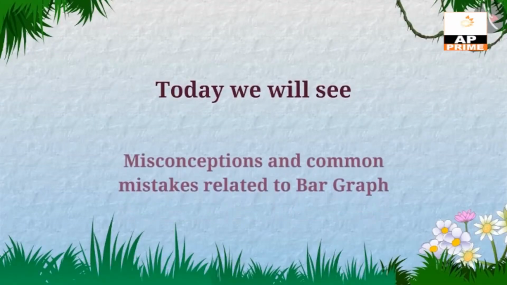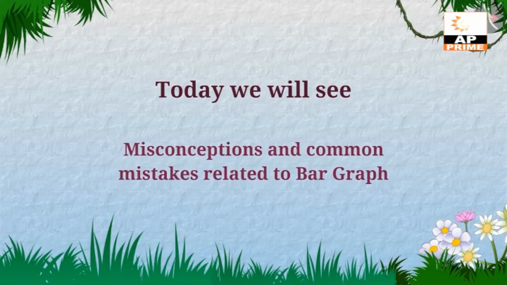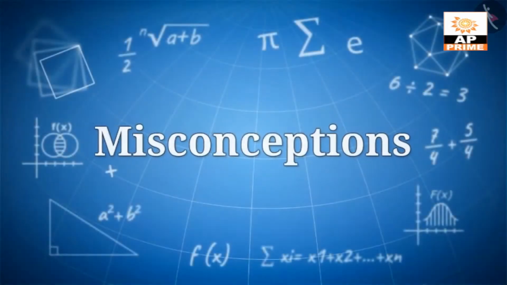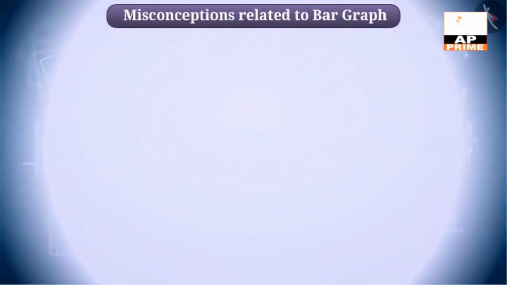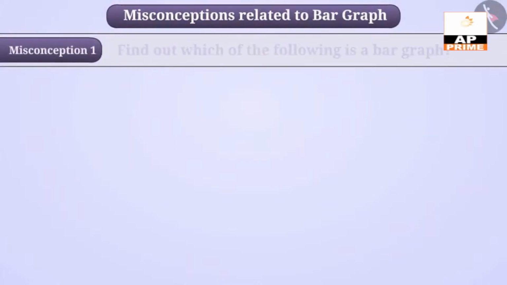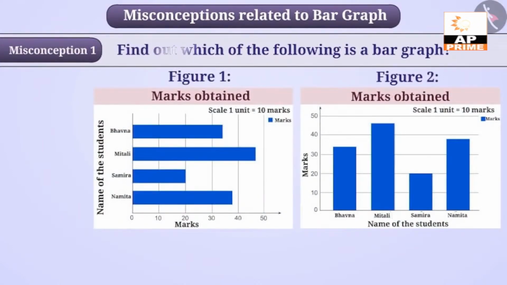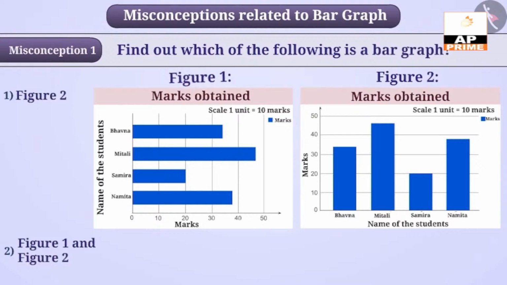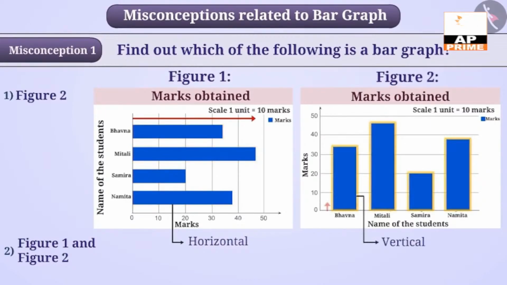Today we will see some misconceptions and common mistakes related to bar graph. Misconception 1. Find out which of the following is a bar graph. Here, the bars drawn in figure 1 are horizontal and the bars drawn in figure 2 are vertical.